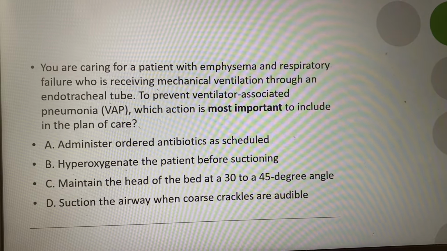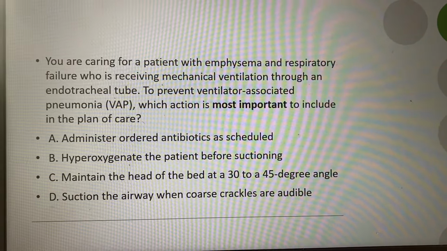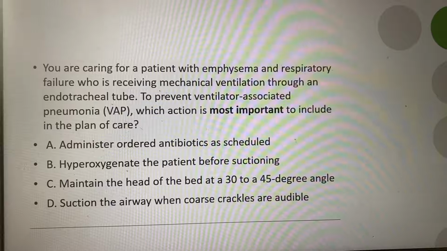All right, you guys, let's tackle this question. As you know, have something to write with and something to write on. Write your answer, and you can also write and state your rationale. Feel free to reply in this video section.